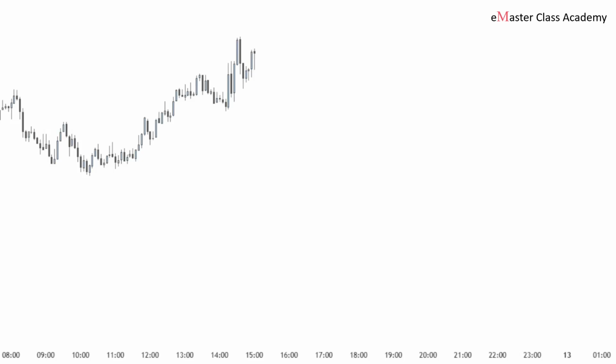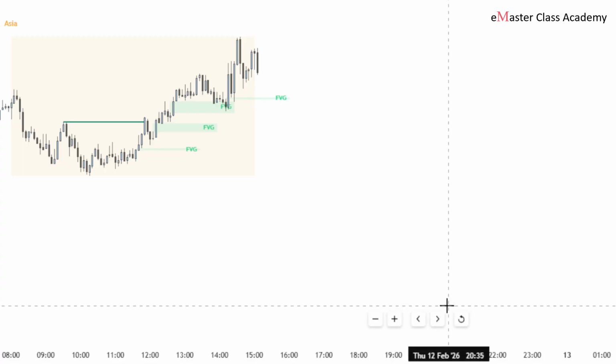The only 3 indicators you need for ICT. First, ICT sessions and kill zones. The market doesn't move randomly. It moves when liquidity enters the market.